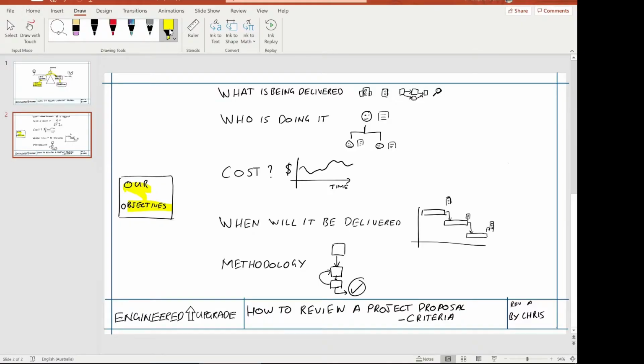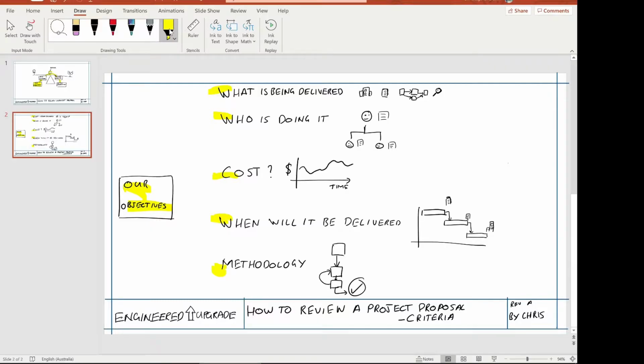So picking our objective first, because then for each of these criteria that I've got on the screen here, the deliverables, the team, the cost, the program, and the methodology, then to link all of those back to your objective and say, well, do these criteria meet our objective? So these are the criteria that I typically look at when I'm evaluating a project proposal. And I like to understand how the project is addressing all 5 of these items. So how these items link back to my objective.